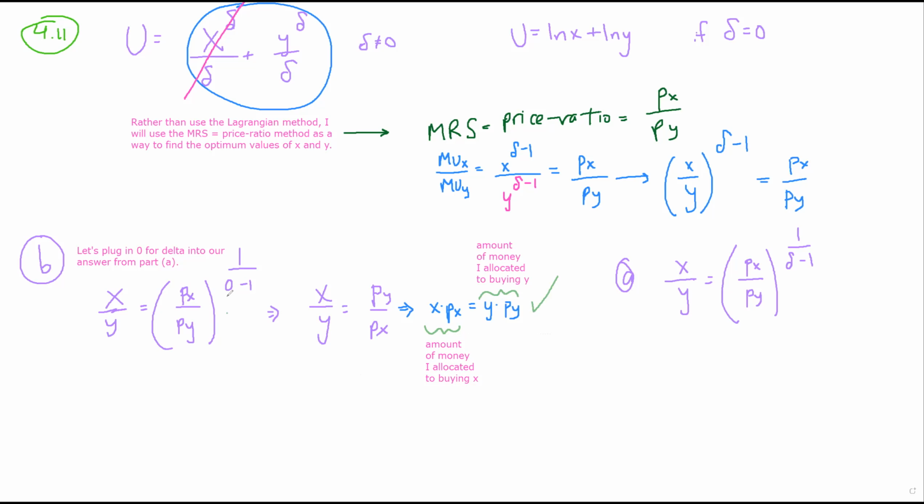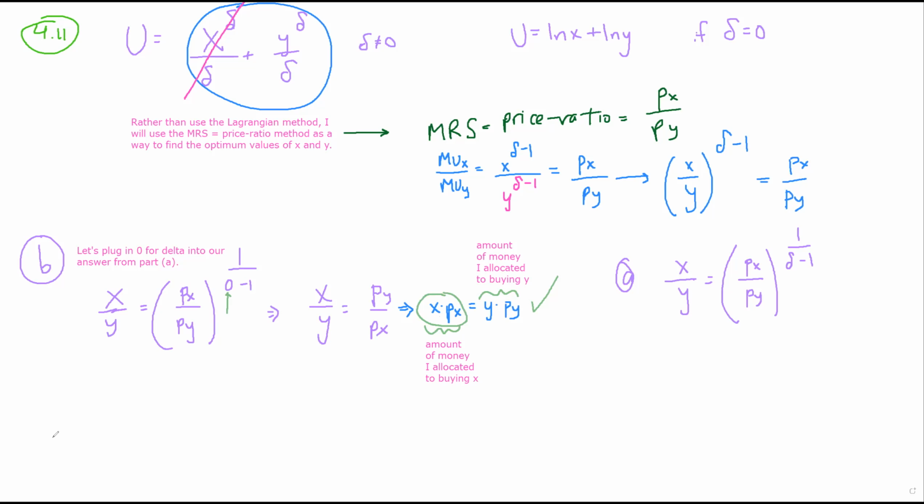I plugged in 0 for delta. I got this new fraction here. Instead of px over py, it becomes py over px because the power is -1. And then I just cross multiplied. And once I did that, I get x times px equals y times py. Guess what? That's saying the amount of money I spend on X is the same as the amount of money that I spend on Y. And that's all part B wants us to do.